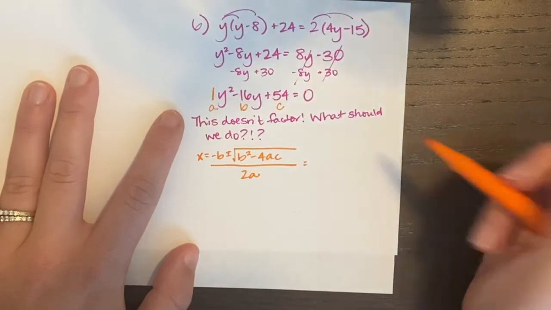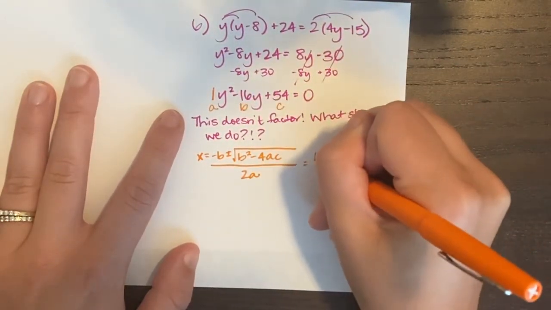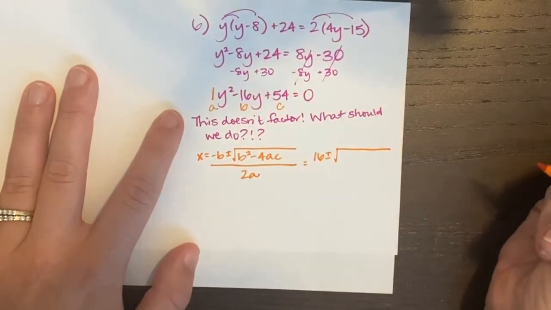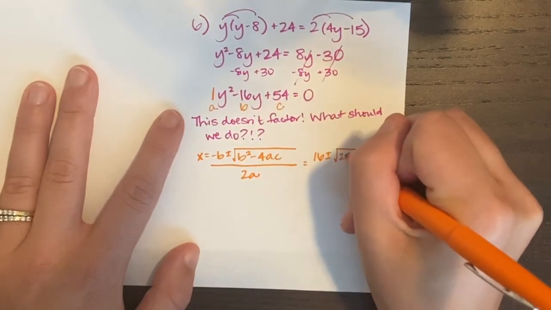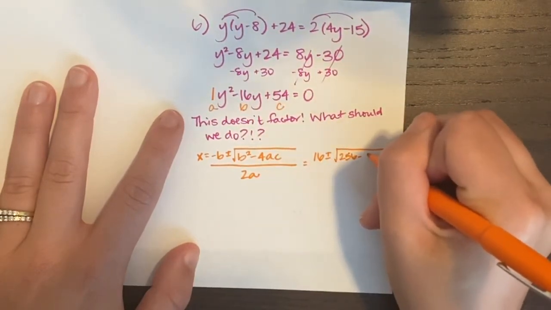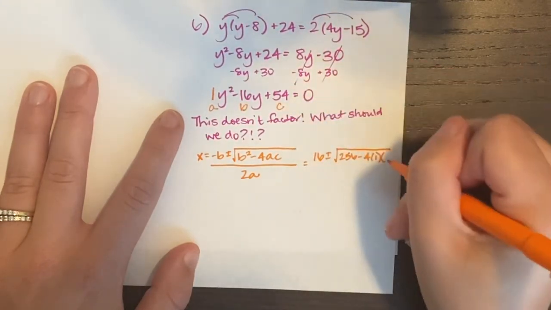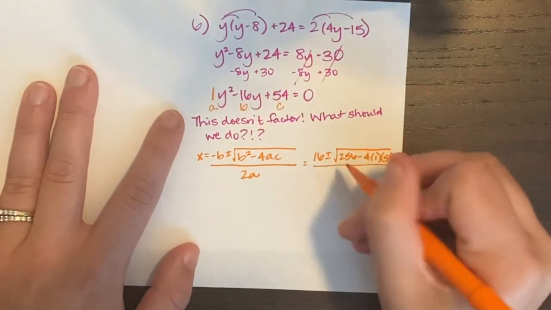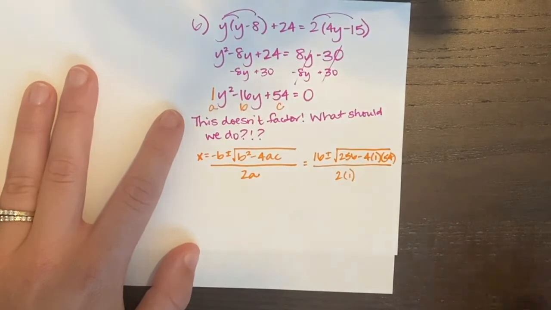So x is going to equal the opposite of b. Well, right now b is negative 16, so the opposite of b is going to be positive 16, plus or minus the square root of b squared, so negative 16 squared is 256, minus 4 times a, which is 1, times c, which is 54, all over 2 times 1, which is 2 times a.